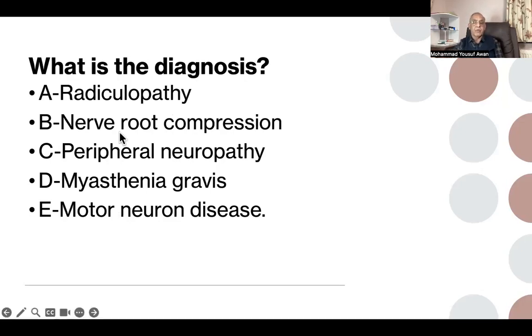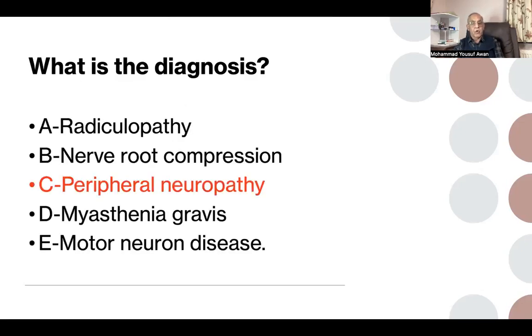So probably it's the involvement of the peripheral nerve, because the patient has a history of diabetes and hypercholesterolemia, and the symmetrical distribution in both arms and legs, both hands and feet. So probably the diagnosis is peripheral neuropathy.